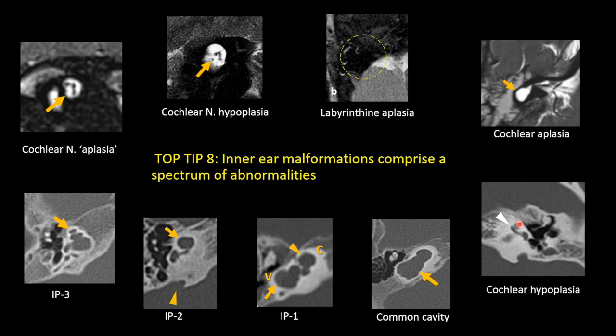In this particular case, a cochlea is present, but it is hypoplastic, particularly involving the middle and apical turns. And then we see the spectrum of common cavity, IP1, IP2, and IP3, where there is variable differentiation of the cochlea and vestibule, from the least differentiated being common cavity to more differentiated forms. While classification into these discrete entities is useful, it is also important to note that in routine practice, we commonly encounter cases that do not fall within the strict confines of any of these, and therefore all of these should be looked at as a spectrum.